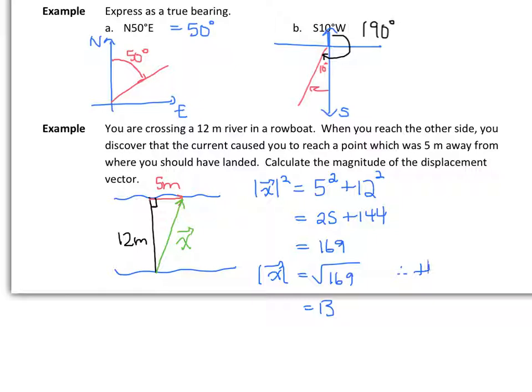So therefore, the magnitude of the displacement vector is 13 meters. And that concludes this lesson.